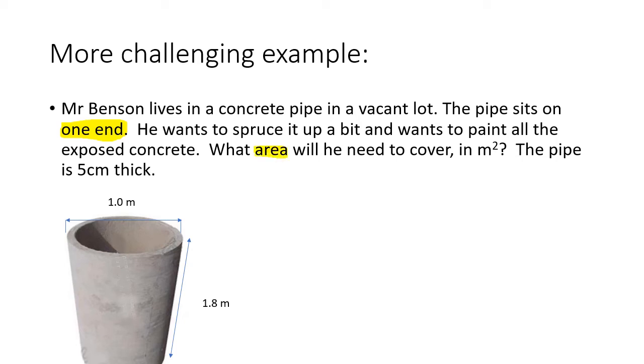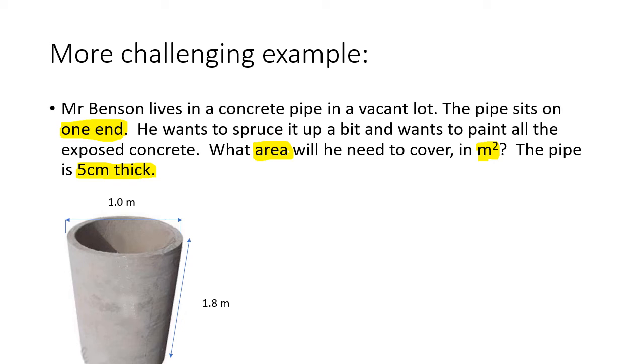But then we get to a question. So what area, so that's what we're thinking about, will he need to cover? And we're given a unit. So those are important bits of information. And the pipe is 5 centimeters thick. Now, when you get a number in a question, it's almost always important. It's at least something that you need to think about carefully. It's unusual in tests and exams and stuff like that you get numbers that are unimportant.